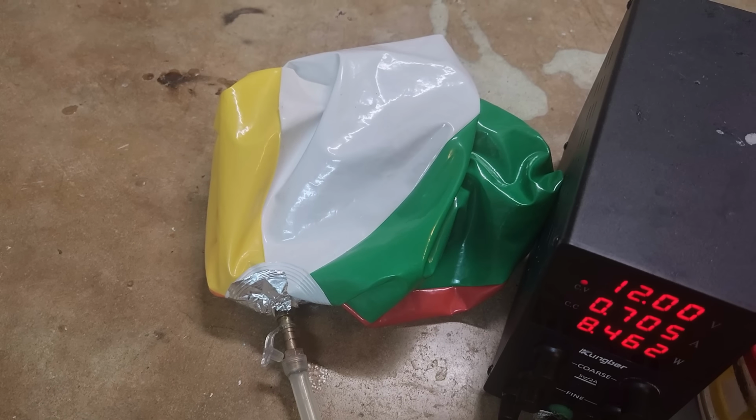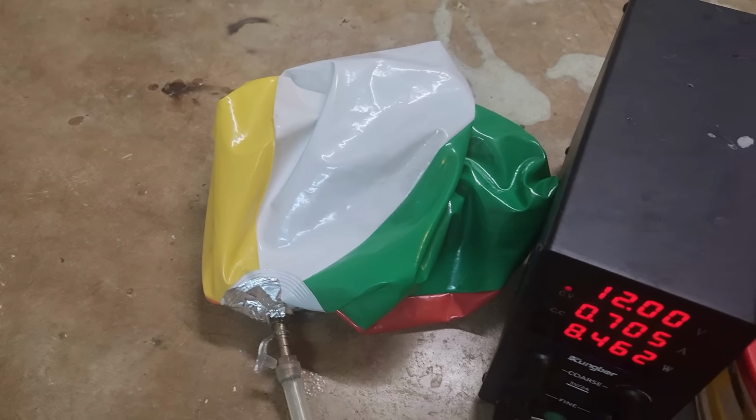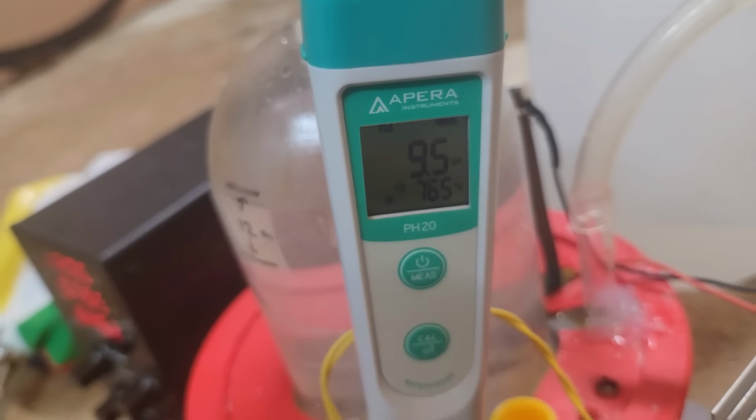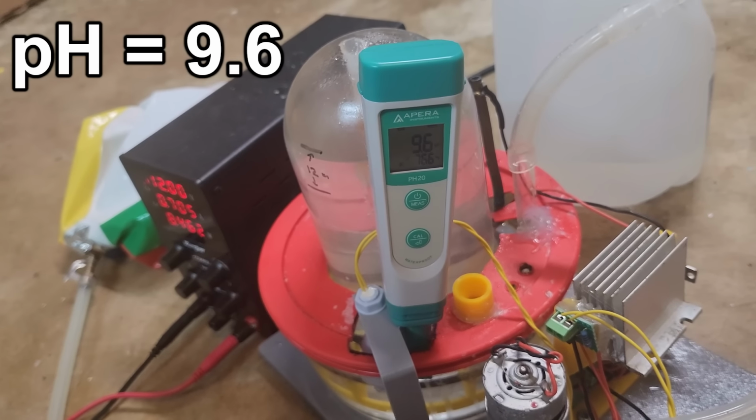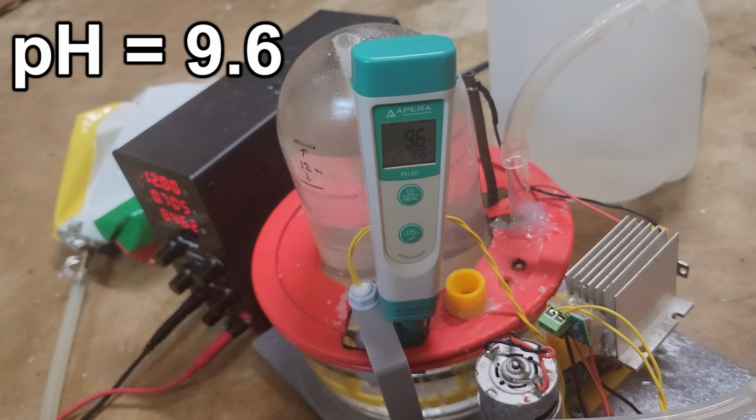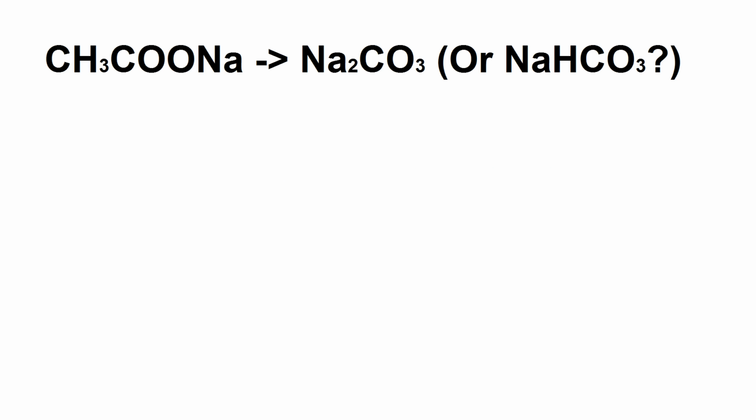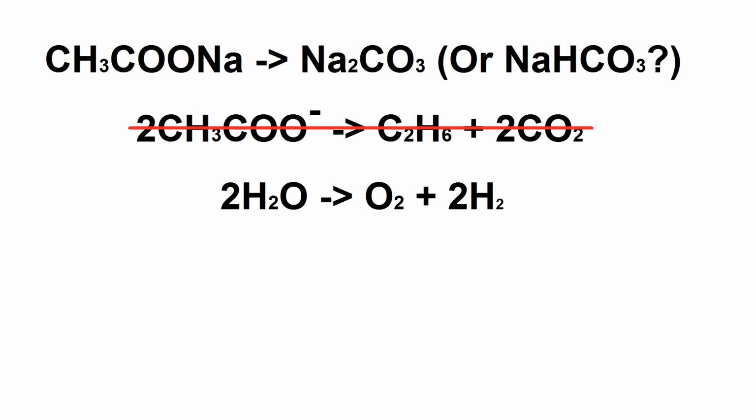And here's what it looks like after another 48 hours. Barely any gas went into the beach ball, so what the hell is going on here? Well, remember how I said earlier that I didn't have enough excess vinegar? Well, this is the result. As you can see, the pH is now showing 9.6, meaning the solution has become basic. This is because as the acetate ions got consumed, the sodium acetate turned into sodium carbonate, or bicarbonate, I get them mixed up. Either way, they made the solution alkaline, and now instead of creating ethane and CO2 on the anode, the cell is creating oxygen.